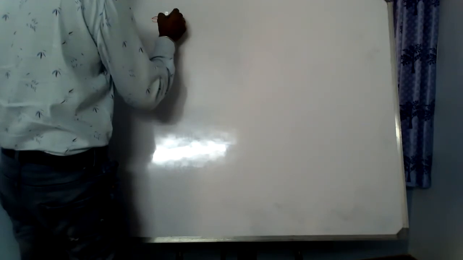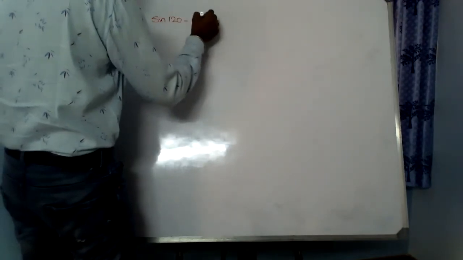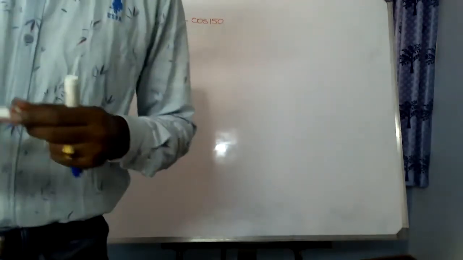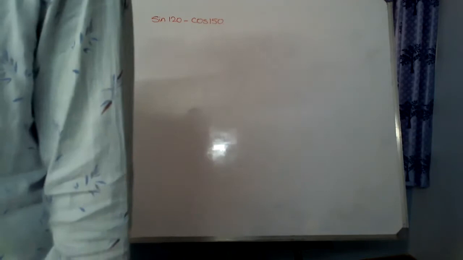So we did this question, now we'll reach question number 70. Sine 120 minus cos 150. So this is your next question. Now what shall we do in this case? It is a place where it is sine A and cos B. Got stuck? What should we do?